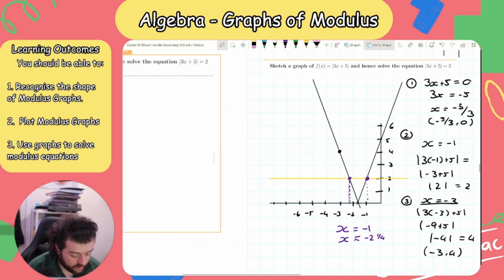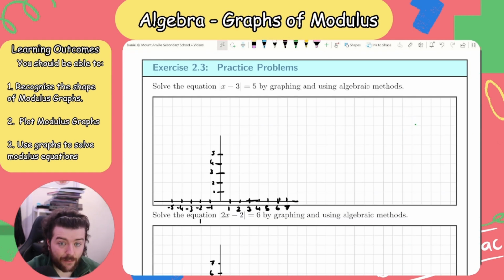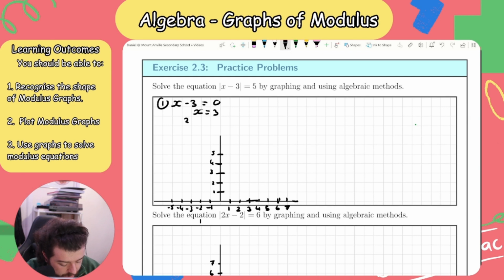So, right, let's look at some practice problems. The first question here: solve the equation, the absolute value of x minus 3 is equal to 5, by graphing and using algebraic methods. So, I want to graph the modulus of x minus 3. For the first point I need to let my modulus equal 0. So x equals 3. So my first coordinate is (3, 0). That's down here.